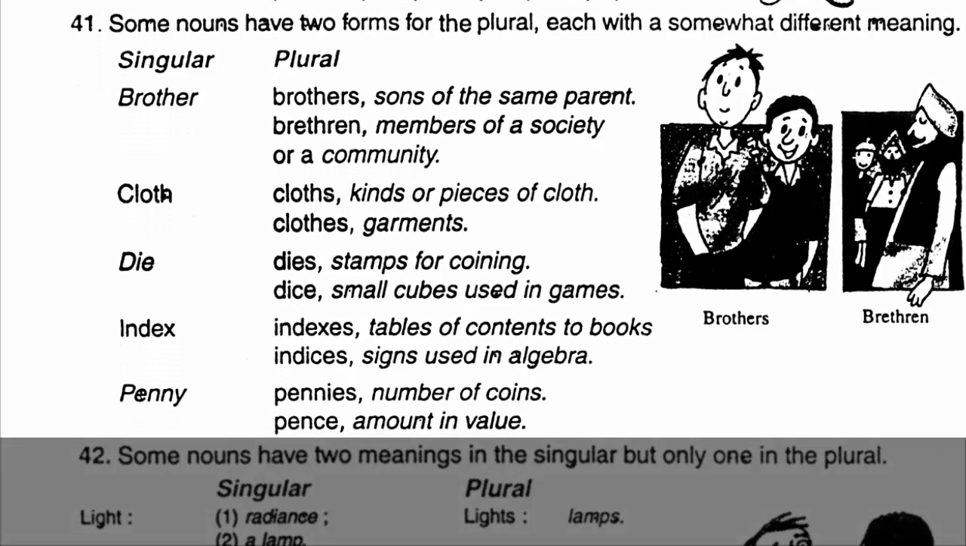Some nouns have 2 forms for the plural, each with a somewhat different meaning. Brother, brothers, sons of the same parent. Brethren, members of a society or a community. Cloth, cloths, kinds or pieces of cloth. Clothes, garments. Die, dies, stamps for coining. Dice, small cubes used in games. Index, indexes, tables of contents to books. Indices, signs used in algebra. Penny, pennies, number of coins. Pence, amount in value.